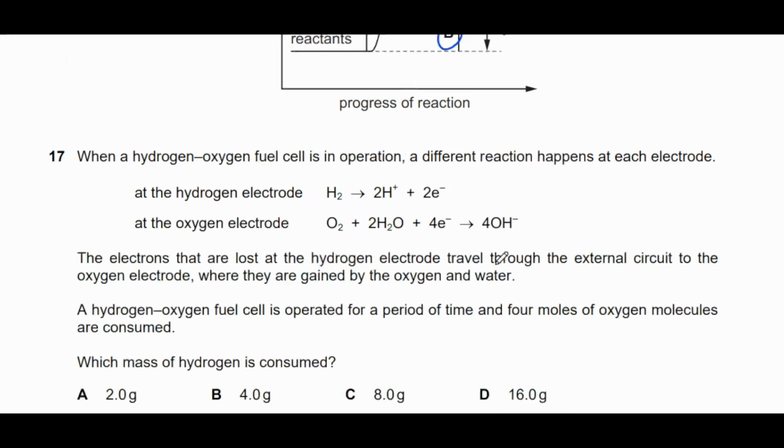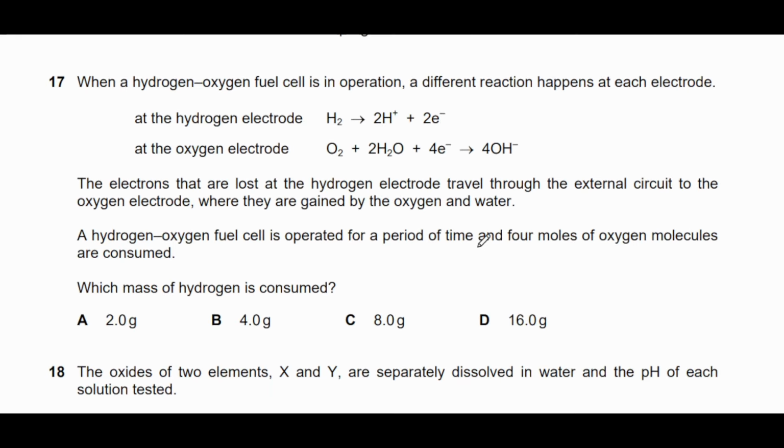When a hydrogen-oxygen fuel cell is in operation, a different reaction happens at each electrode. The electrons that are lost at the hydrogen electrode travel through the external circuit to the oxygen electrode, where they are gained by oxygen and water. Operated for a period of time, 4 moles of oxygen molecules are consumed. Which mass of hydrogen is consumed?